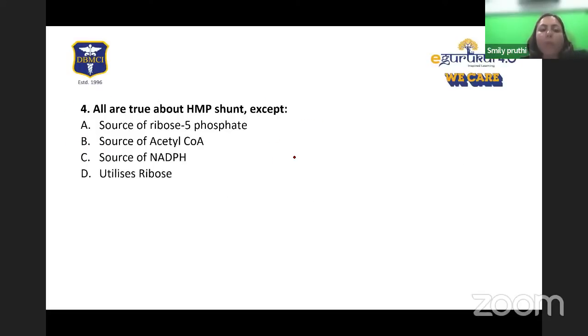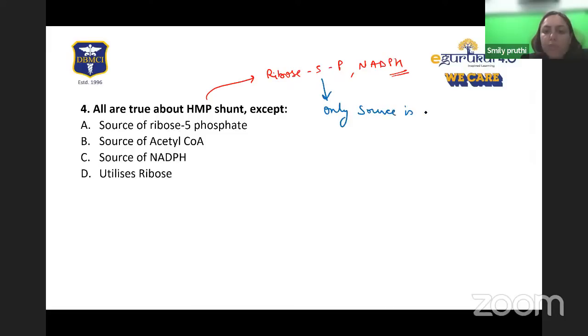Then all are true about HMP shunt except. So HMP shunt, it gives ribose 5-phosphate and NADPH. NADPH can come from other sources also, but ribose 5-phosphate's only source is HMP. Ribose 5-phosphate can be only obtained from HMP. This is very important, right? Now, whenever the word except is written in the question, be very careful with that question, okay?